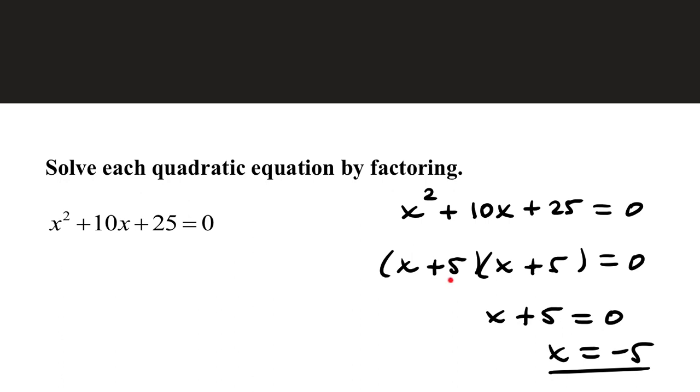And that's correct. 5 plus 5 is 10. 5 times 5 is 25. Again, if your factors are identical, you only have to grab one of them and set it equal to 0. So this problem has a repeating solution of negative 5.